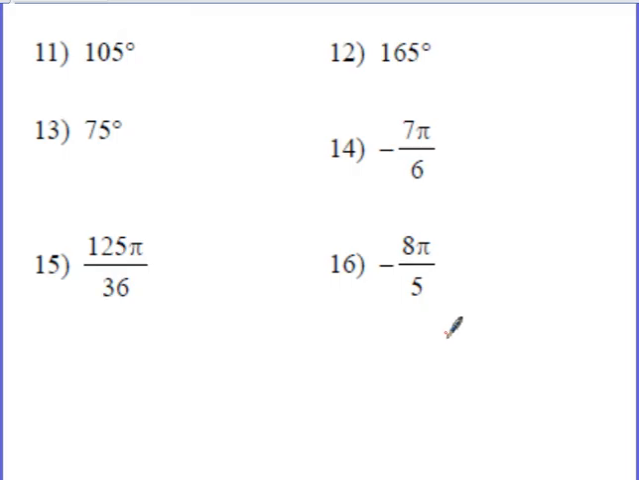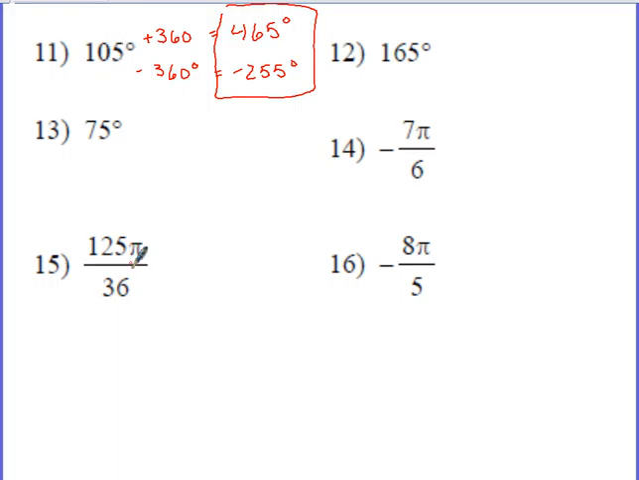Here we have some examples. To get a coterminal angle in degrees, I would just add and subtract a full circle. So 105 plus 360 would give me 465. That would be a coterminal angle. And then 105 minus 360 would give me negative 255 degrees. These are coterminal angles with the 105.